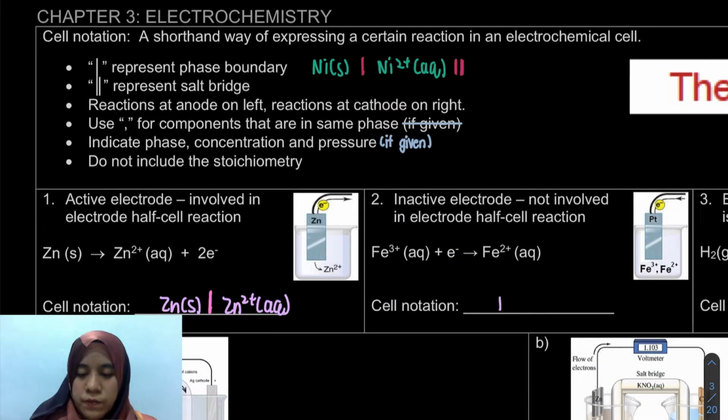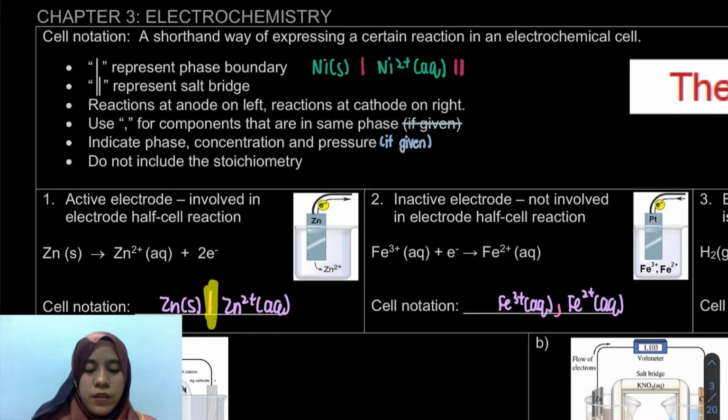Okay, Fe3+ aqueous, and then we have Fe2+ aqueous. Since they have the same phase, what we have to write down is a comma. So we're just going to use a comma. Remember, the line is just to show the phase if it has a different phase. Here, because it has the same aqueous phase, we will just write a comma.